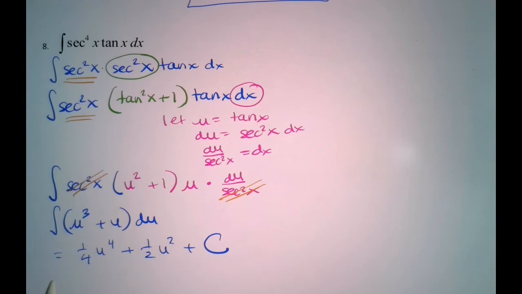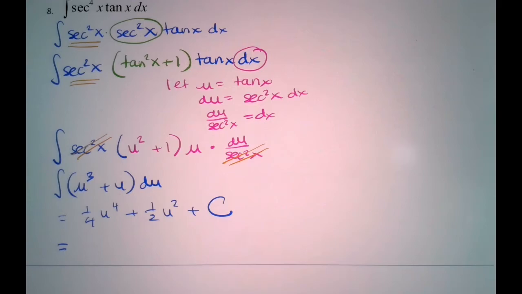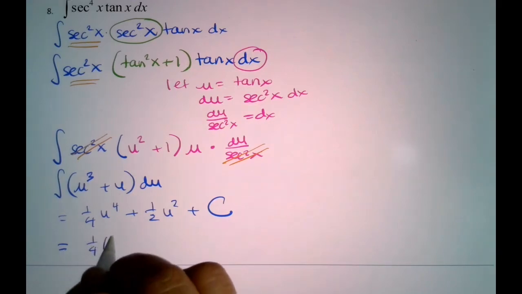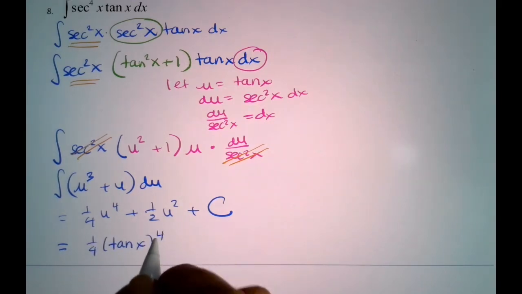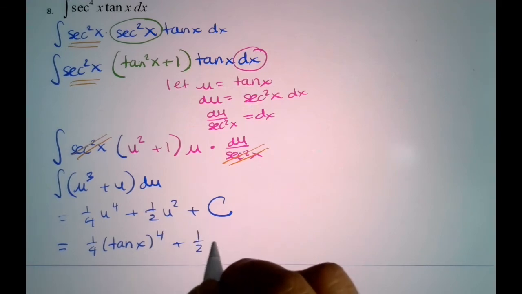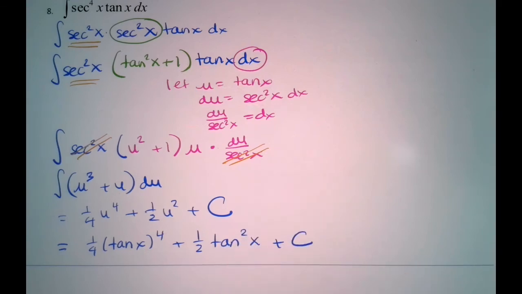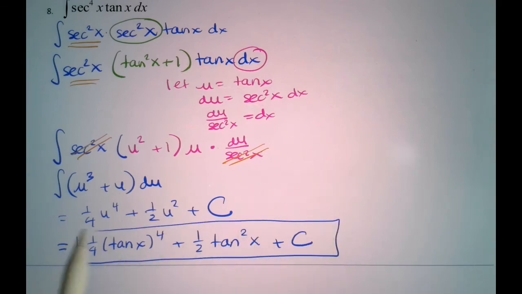I'm going to say, do I have room? 1/4 tan x to the 4th. And again, you can write it like this with parentheses, or you could write it as tan squared, you can do that. It doesn't matter to me. However you want to write it is fine.